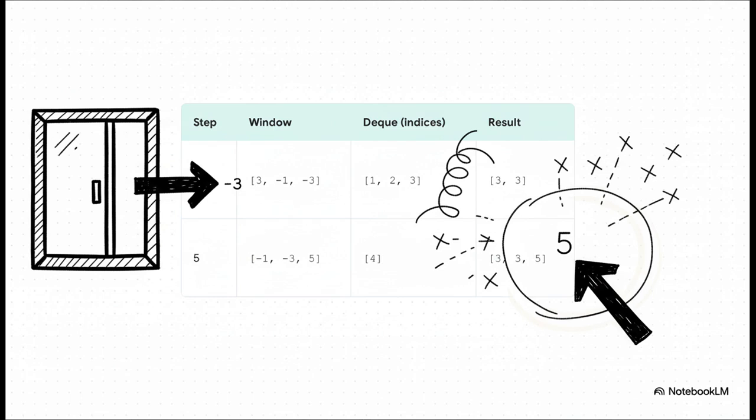Now we process the 5. We look at the back of the Deque. Is 5 bigger than -3 at index 3? Yes, pop it. Is 5 bigger than -1 at index 2? Yes, pop it. The Deque is now empty, so we can finally add our new champion, index 4. The max for this window is, you guessed it, 5.